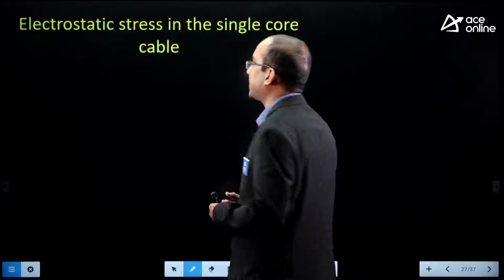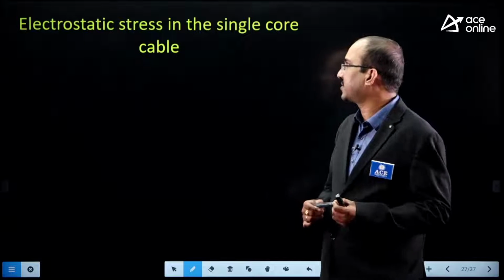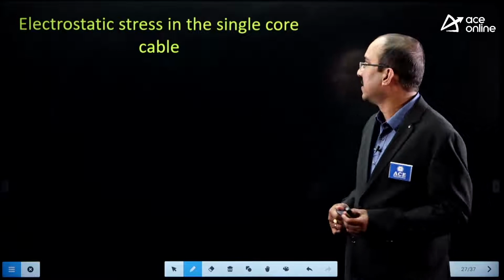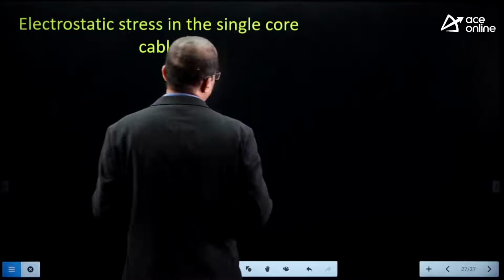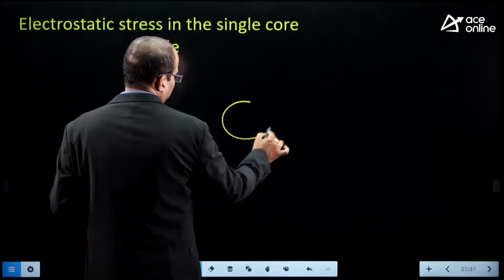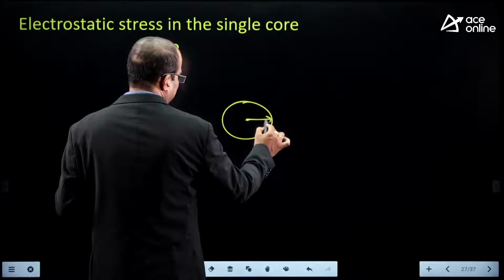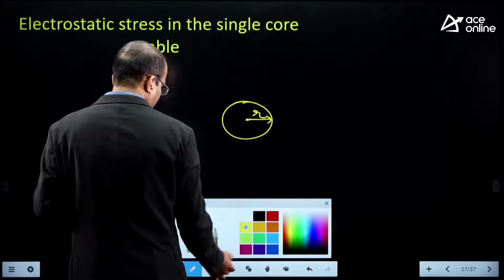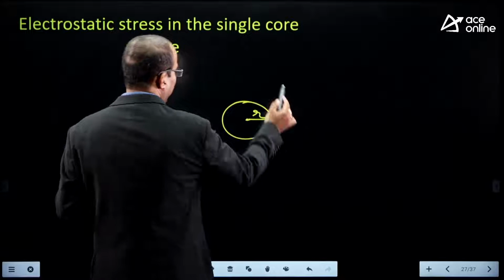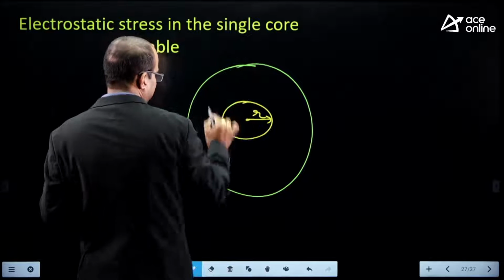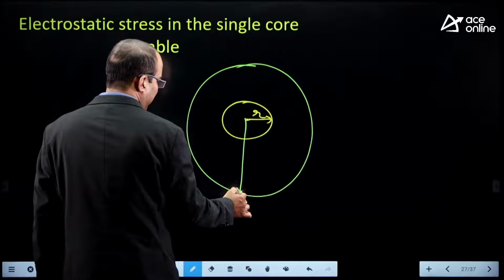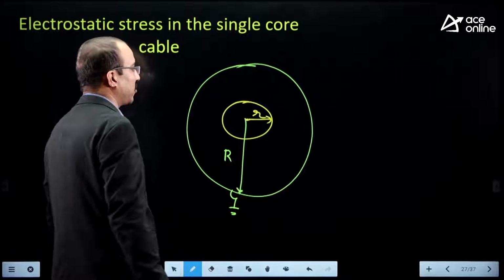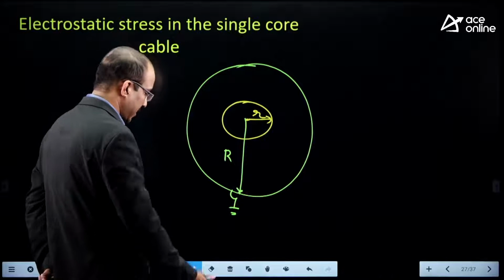Now let us try to observe the electrostatic stress in case of a single core cable. So how will the electrostatic stress vary? Let us observe here. Consider the conductor radius as small r. Over this we have the insulation, and over that we have the sheath. So the overall radius of the cable is capital R.